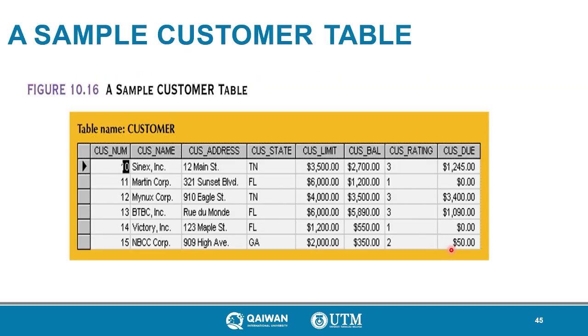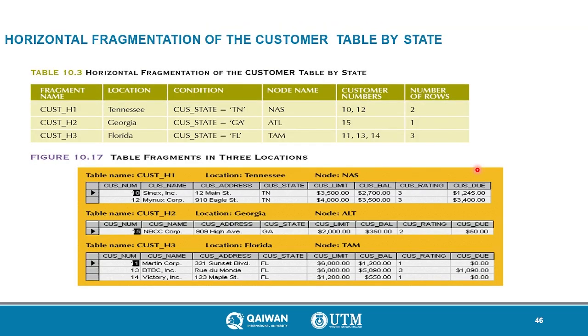Now, a sample customer table. We have customer number, name, address, state, limit and balance, customer rating, and customer due. Now, horizontal fragmentation of the customer table by state. Now we have customer H1 with all of its address, and H2 with address, state, limit, and everything.